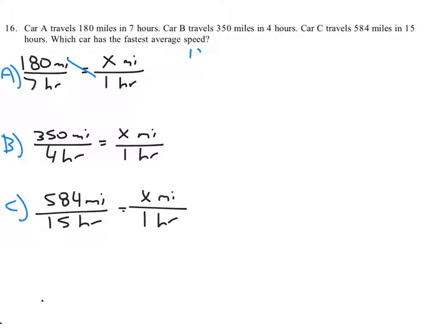180 times 1, 180. 7 times x, 7x. I'm going to set them all up first and then we'll solve them. Okay? 350 times 1, 350. 4 times x, 4x. 584 times 1, 15 times x.